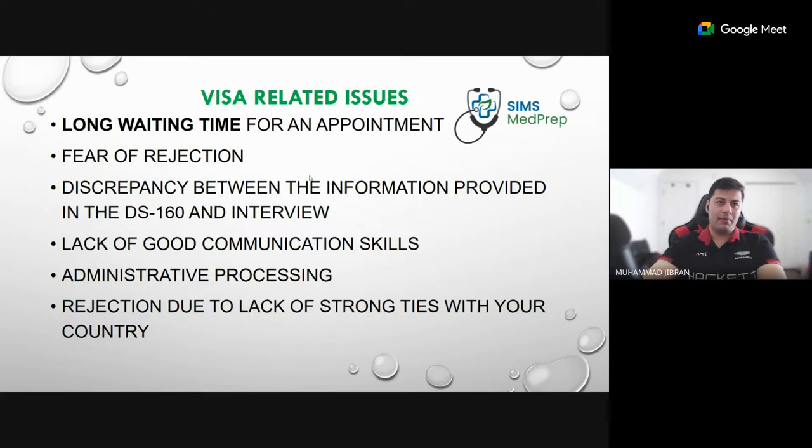Because it's always a gamble in that way, so it's better to have the appointment of your choice the next year, when you're done with your exams, rather than waiting for it.